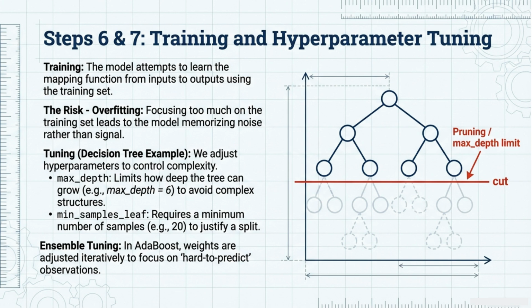Steps 6 and 7 cover training and hyperparameter tuning. Training allows the model to learn the mapping function from inputs to outputs using the training set. Tuning involves adjusting hyperparameters, like max_depth, to control complexity and prevent overfitting.